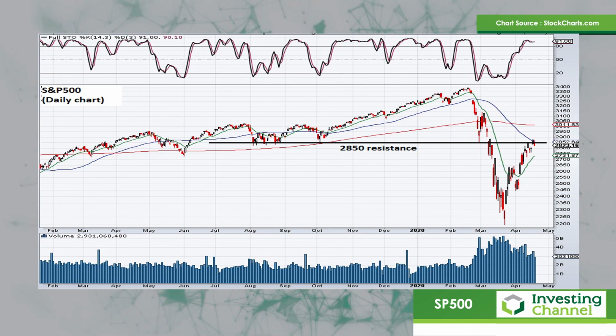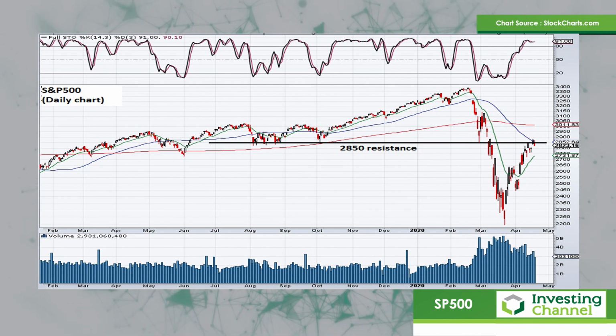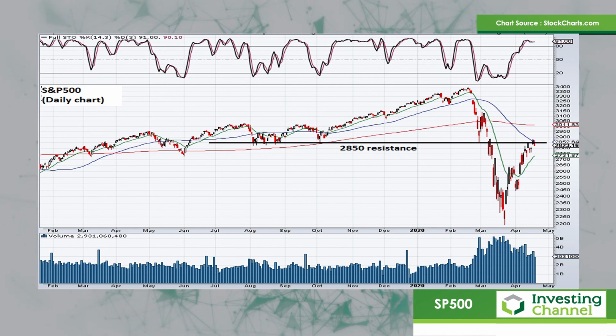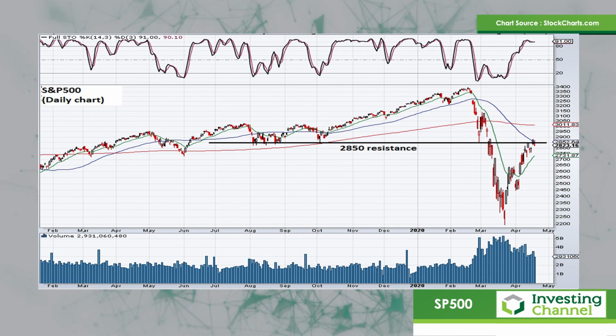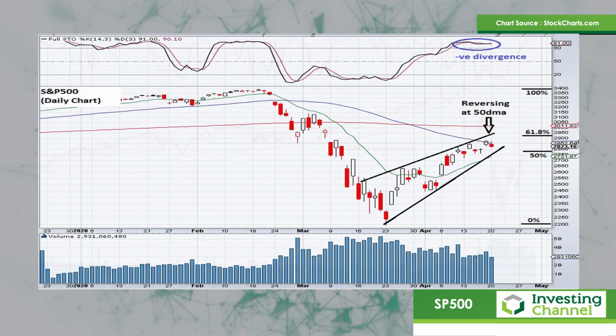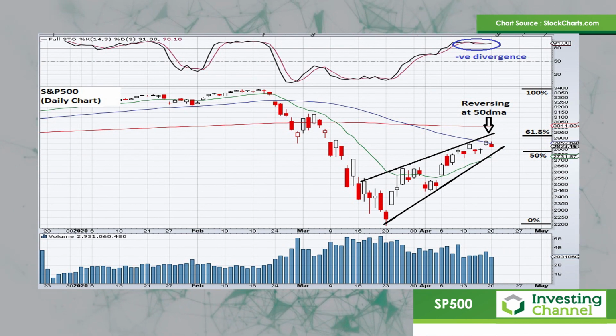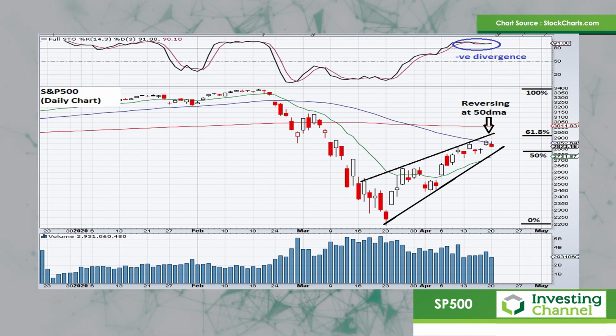What's also notable about that level is that it's the underside of the 50-day moving average. And I always like to see that as an indication of medium-term trend or medium-term direction. The next chart is also a daily chart of the S&P 500, but it just zooms in more closely on the more recent trading activity. We've got 4 months worth of trading action here.